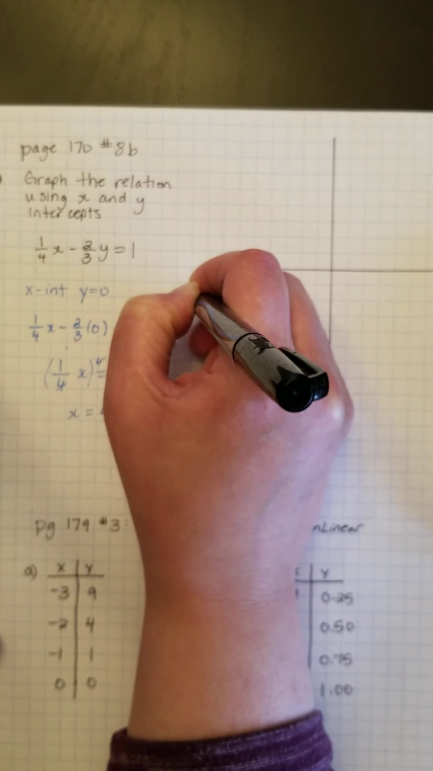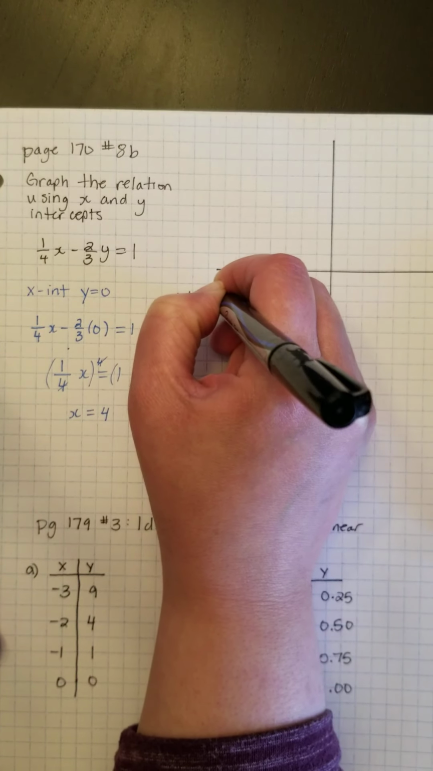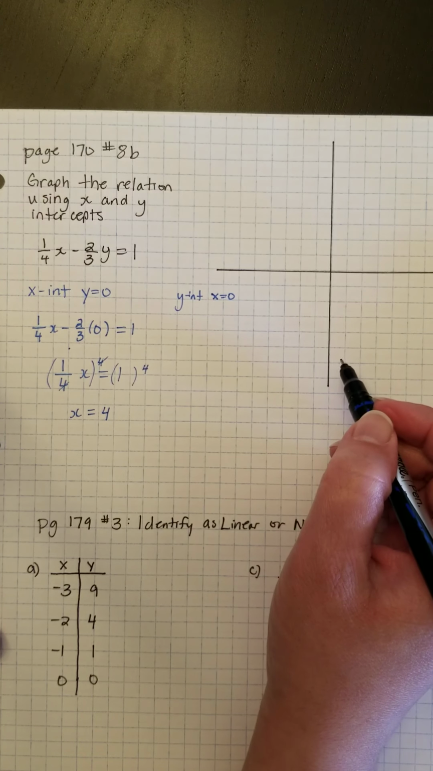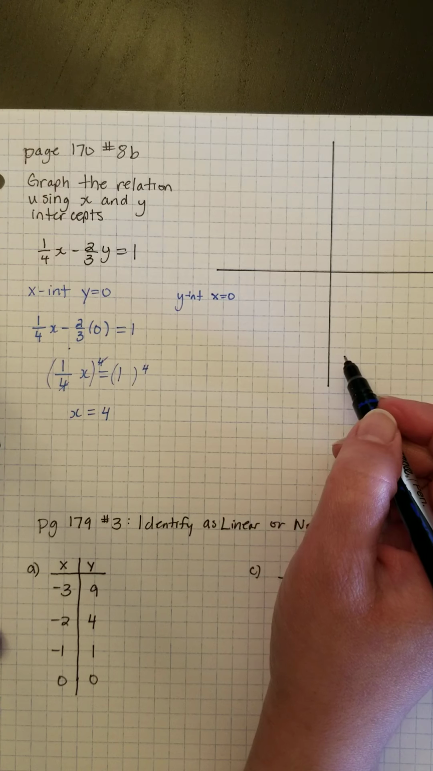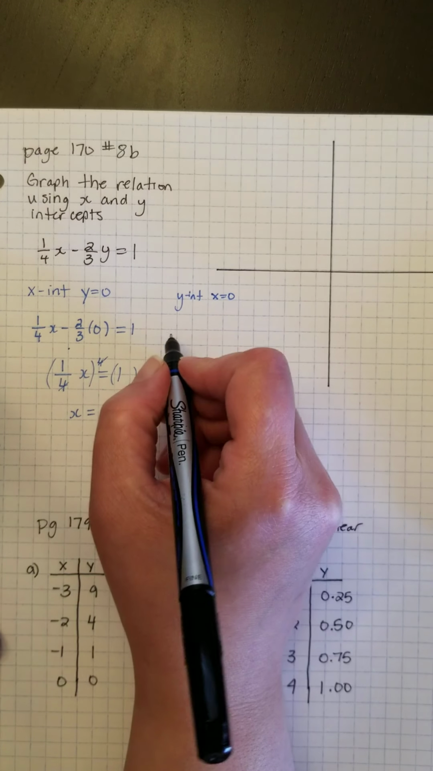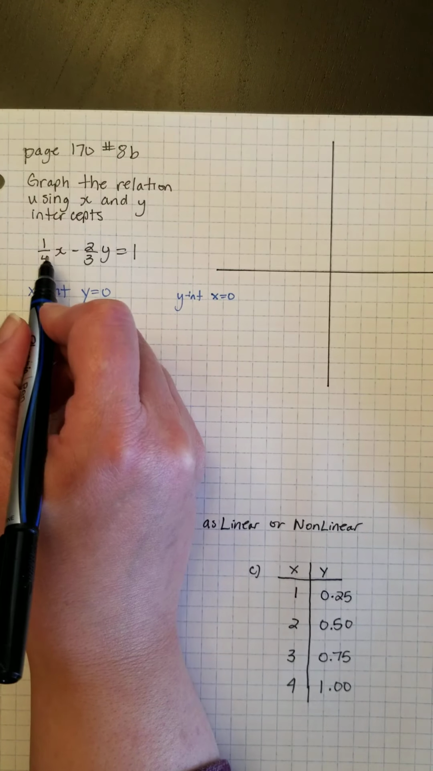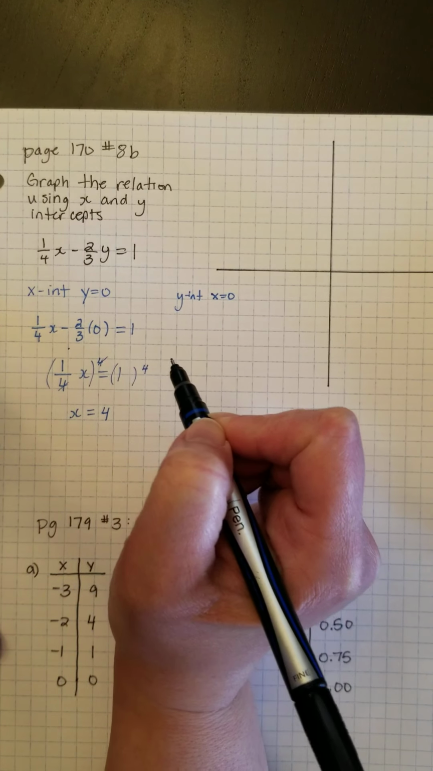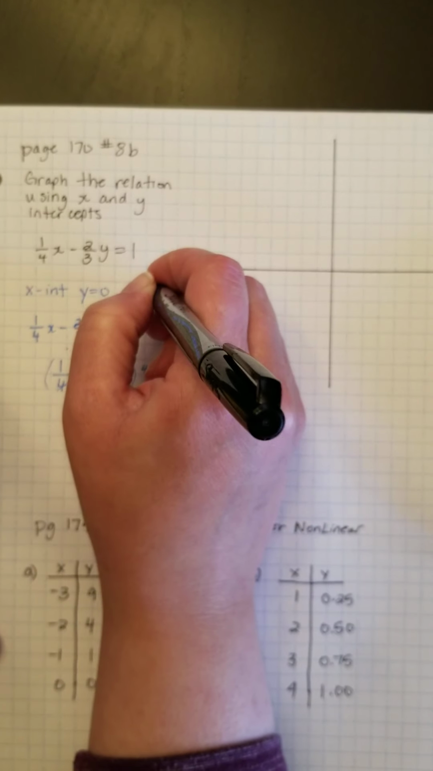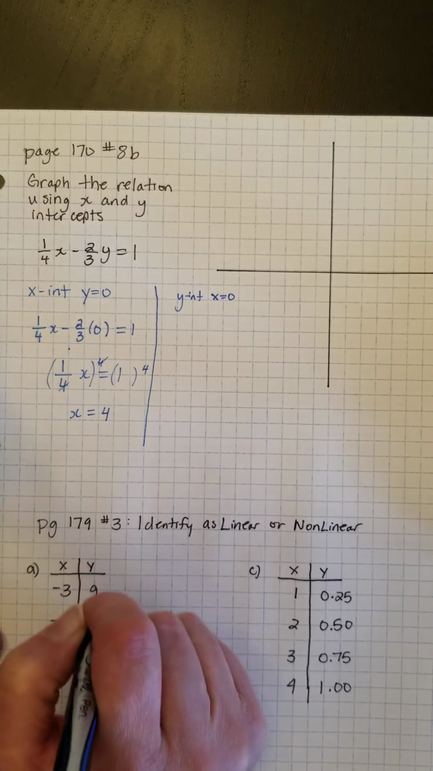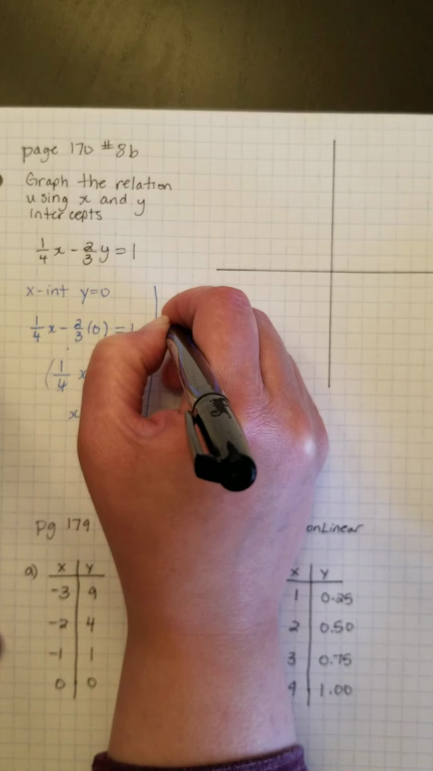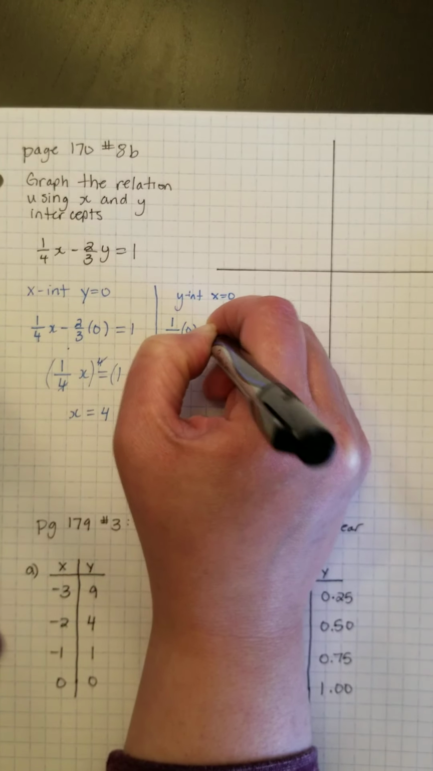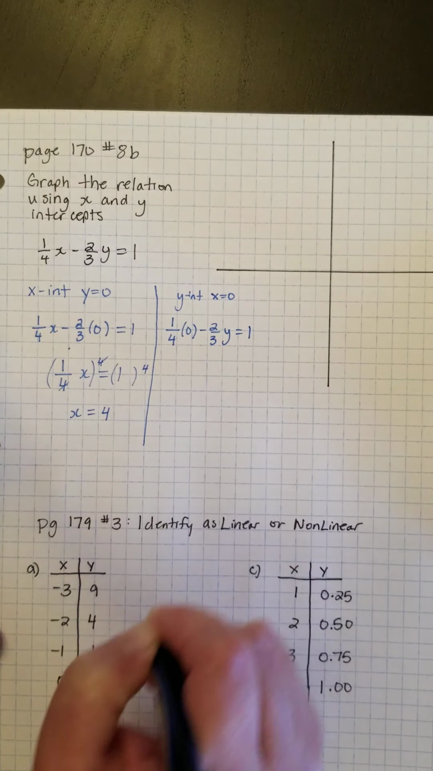For the y-intercept, I know that the opposite is true. X is equal to 0 because all of the points on the y-axis have an x value of 0. So I'm going to go back to my original equation again, the 1/4 times x minus 2/3 times y equals 1. And I'm going to put in an x value of 0. So 1/4 times 0 minus 2/3 times y equals 1.